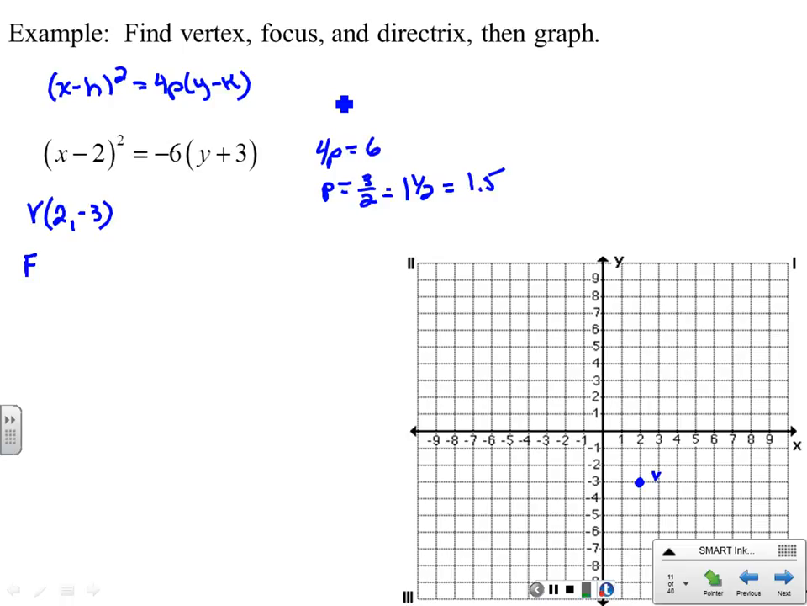Your focus is going to be found where? Inside. And if this thing's going down, where's your focus going? It's going down as well. So from your vertex, go 1.5 down. So we're guesstimating, okay? So the focus is going to be 2 and -4.5. Whatever you want, -9/2. There's your focus.